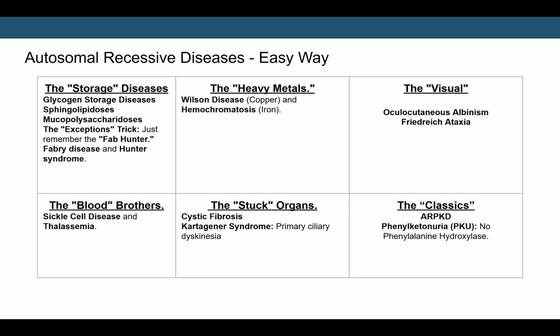So how do you remember which ones aren't recessive? Just remember Fab Hunter, Fabry disease and Hunter syndrome. Both of these are going to be X-linked.